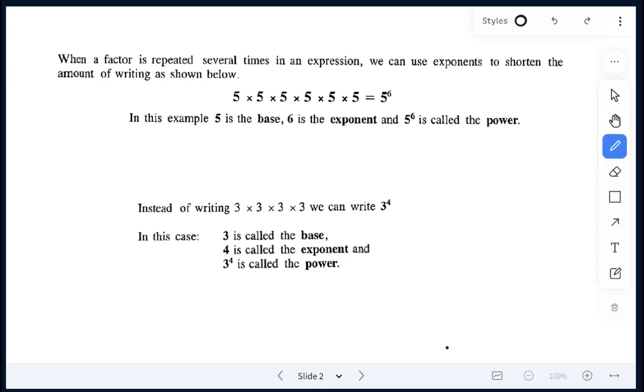So here's another example. Instead of writing 3 times 3 times 3 times 3, we can write it like this, 3 with an exponent of 4. So the 3 again is called the base. Same thing here, the 5 was the base. The exponent in this case is 4. In this case, the exponent was 6. And then 3 with the exponent of 4 is called the power. And here, 5 with the exponent of 6 is called the power.